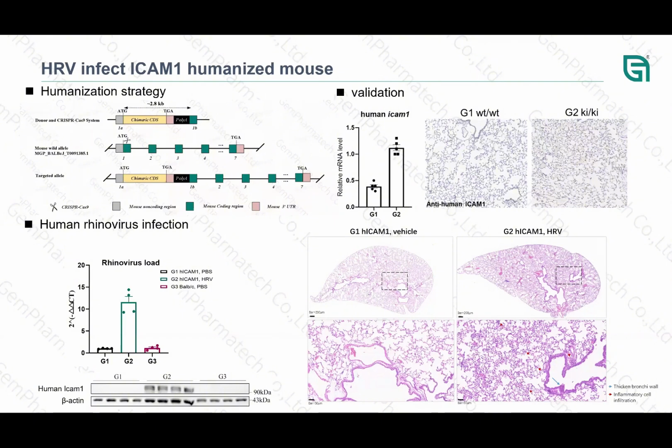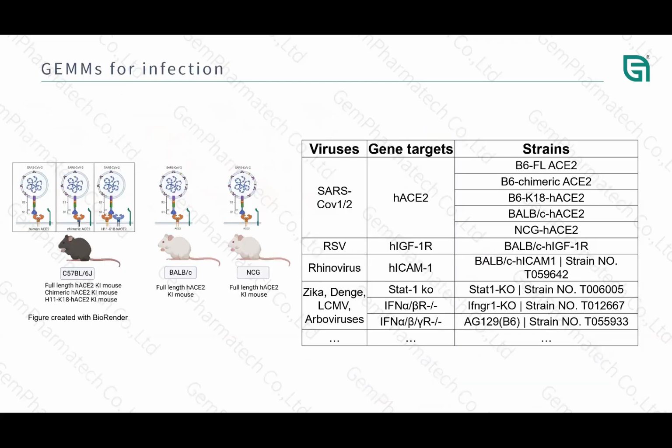We can see the viral replication and the infected mice causing pneumonia here. And here in the last slide, we showcase some of our available virus-related humanized or gene-edited mouse resource for the respiratory infection research. Actually, it is also applicable for other infectious diseases.